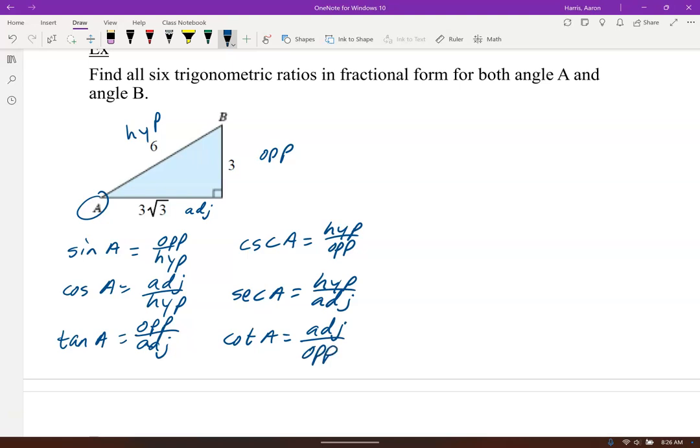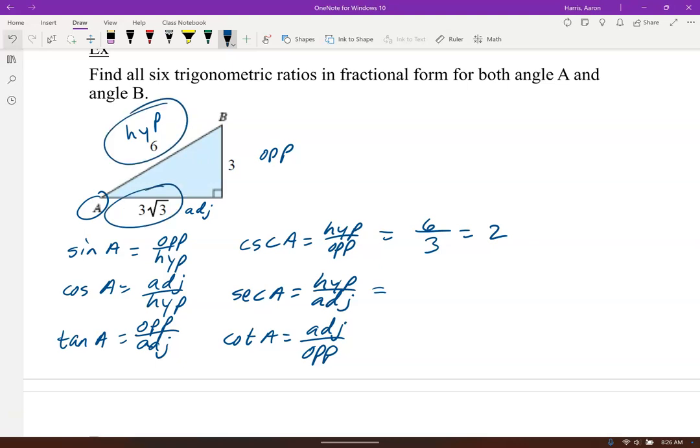Okay, so cosecant, let's do that first. Hypotenuse here would be 6 over the opposite, which would be 3. So 6 over 3, which is 2. Remember, the sine was 1 over 2, so 2 over 1, right? So cosecant's 2.